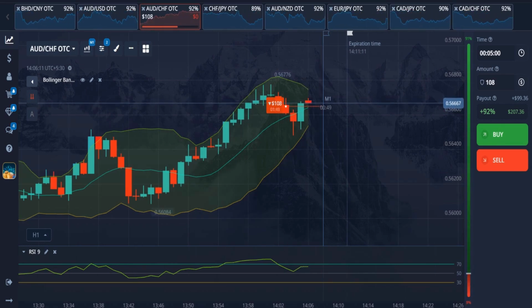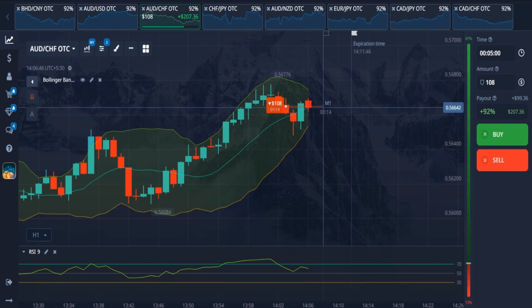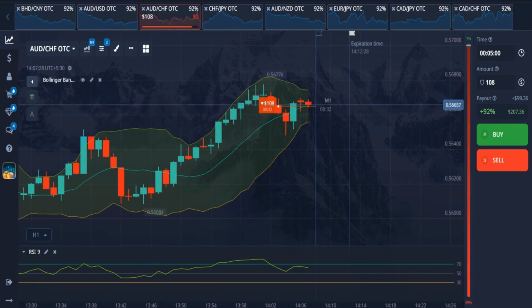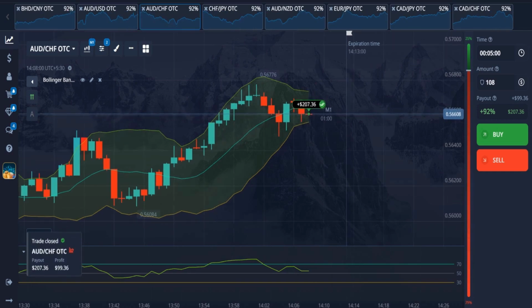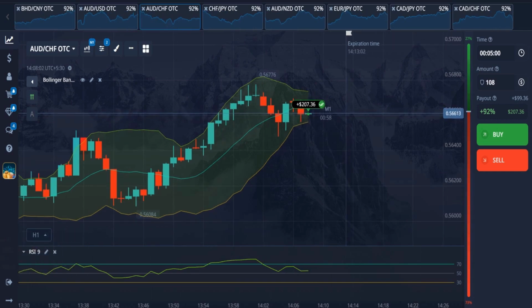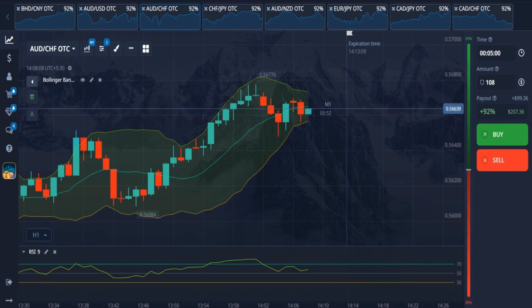Now, let's wait and see how this trade unfolds. Watching and learning from live examples like this is the best way to improve your trading skills. We've won this trade. This is the power of combining the RSI, Bollinger Bands, and engulfing candlestick patterns into a simple yet effective strategy. By patiently following the rules and waiting for the perfect setup, we've achieved a successful outcome.